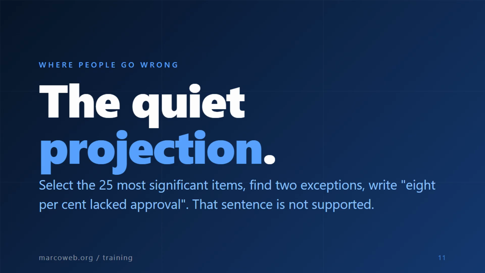An auditor selects the 25 most significant items, finds 2 exceptions, and writes that 8% of changes lacked approval. That sentence is not supported, because the selection was not random, and on the exam it is the trap in nearly every judgmental sampling question.